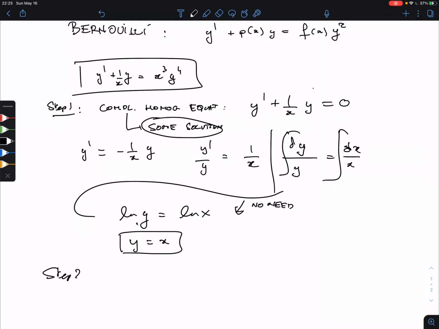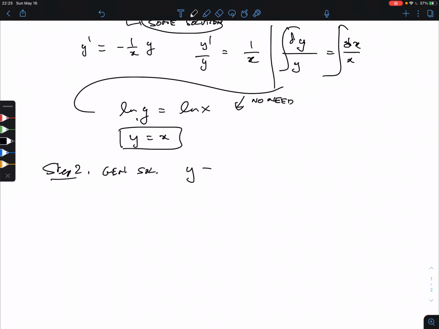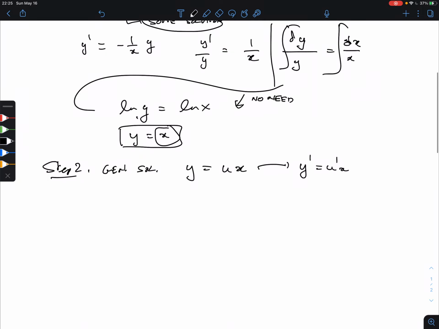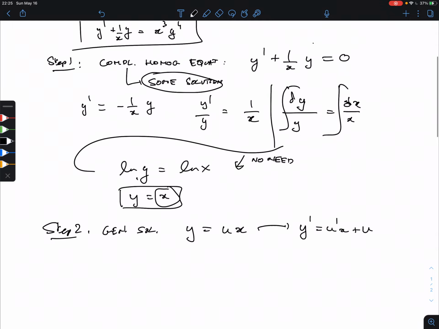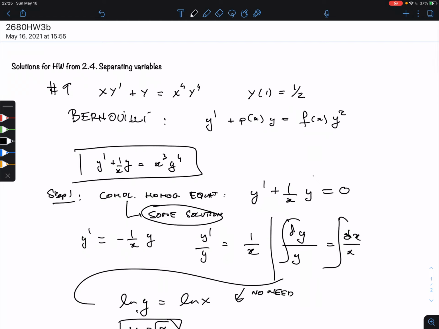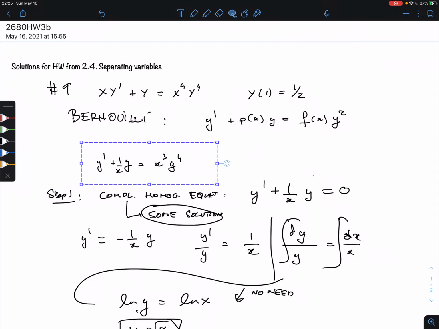So now step 2: we need the general solution using the parameter u. Y is u times whatever it is that we found here. In this case that is just x, but it could be much more complicated. So that is the general solution we're going to try to find. But we have to take into account that y depends on x, so it has a derivative: y prime is u prime x plus u, since the derivative of x is just 1. Now we plug that into the original equation, or rather into this equation. So let me copy it.